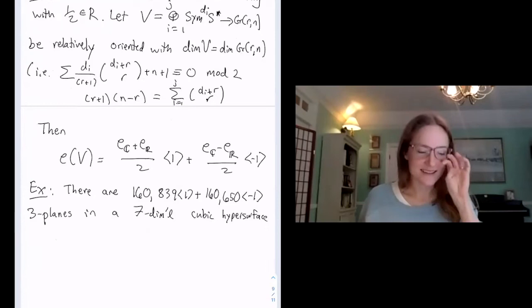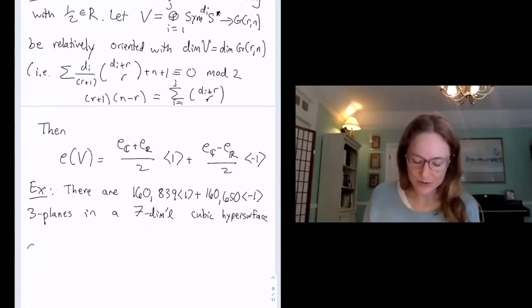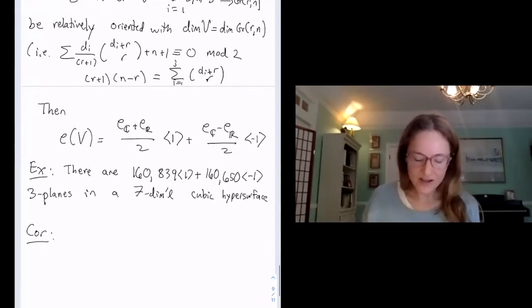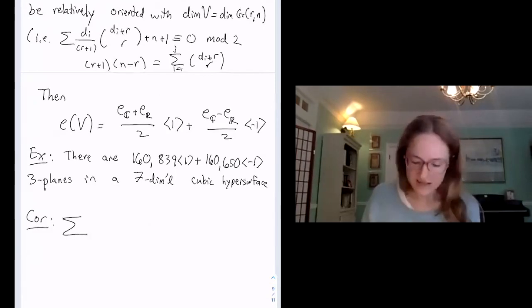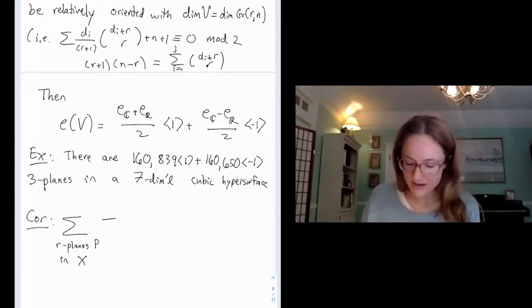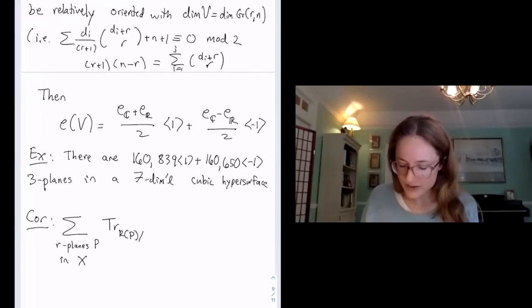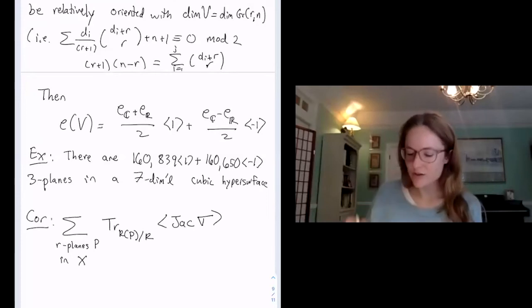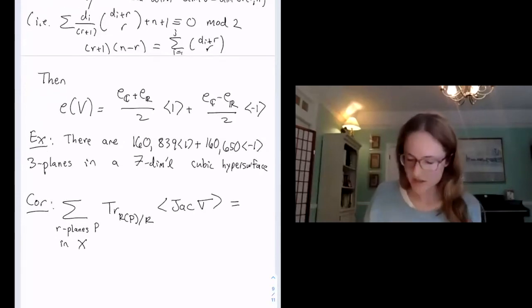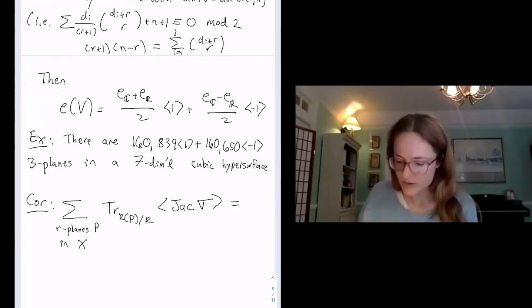And to put this back in terms of counting R planes, if we take the sum over the R planes, we'll call the R plane P, in our complete intersection X of this trace, and we know it's for a separable field extension by Scheja-Storch of the Jacobian. We express our function sigma in terms of local coordinates and take some derivatives, then this is the same number up here.